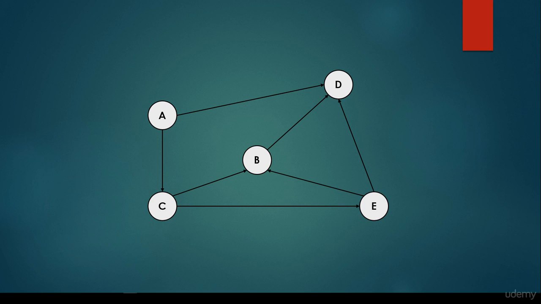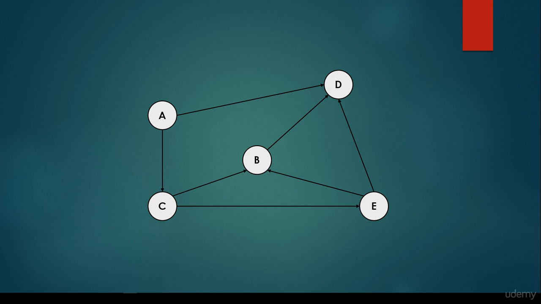Okay, so let's see a concrete illustration. We have 5 vertices A, B, C, D, and E, and directed edges represent the constraints. What does it mean that, for example, A has an edge pointing to the vertex C? It means that in order to do vertex C, in order to do this step, for example in project management, we have to do vertex A first.